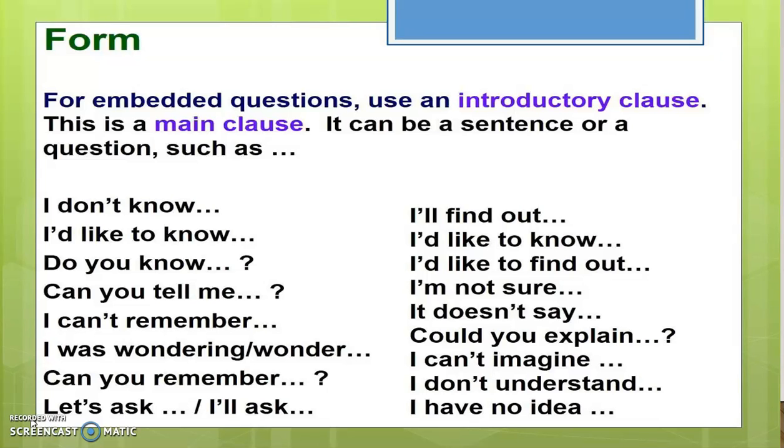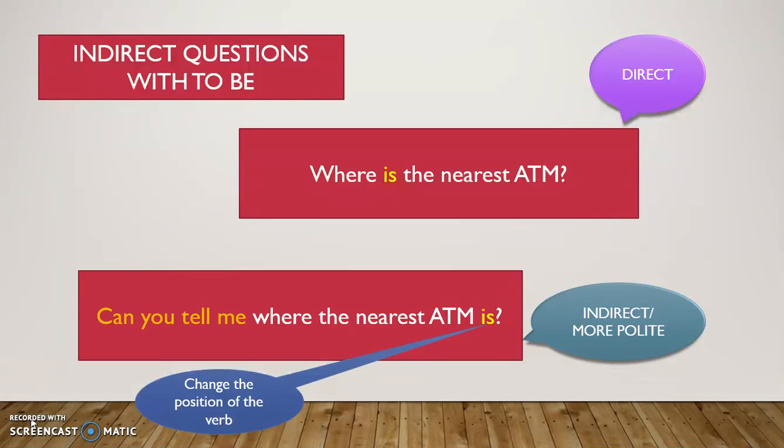Remember that those questions are included in a phrase. So you have to start with the phrase. For example, you can say, I don't know where I can go. So it follows a format of a sentence. Here is an example with the verb to be. When you have the direct question, you have where is the nearest ATM. But when you have indirect question, you have the introductory phrase, can you tell me? Then the WH question, the subject, and the verb.